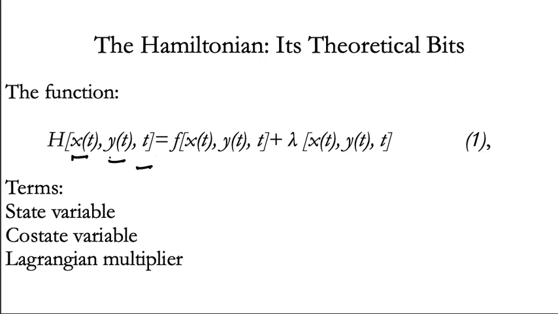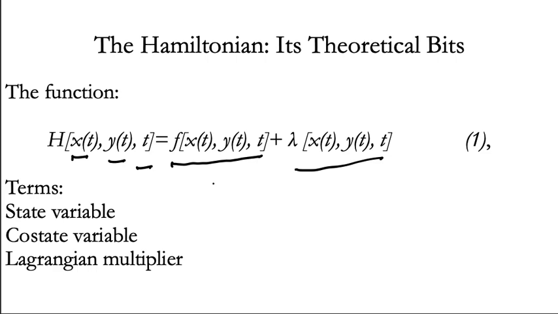Now, for the Hamiltonian function, if you look at the right hand side after the equal sign, you can see the first term, the first function, and the second function. The first function is usually the objective function. Let's say a profit function or cost function or whatever function that we want to optimize. And the second function is usually the constraint. Okay, and then we attach lambda here. So as you can see, we have x, we have y, we have t, we have lambda.